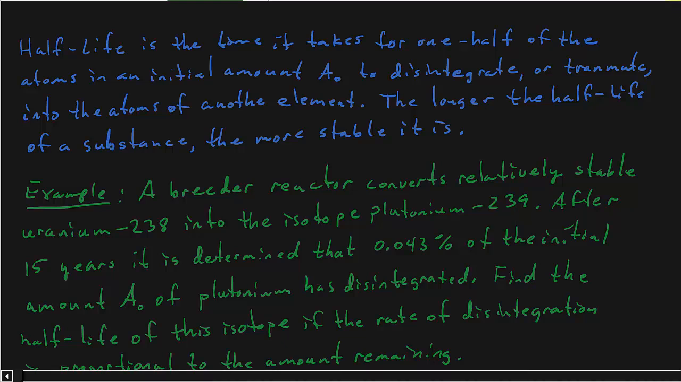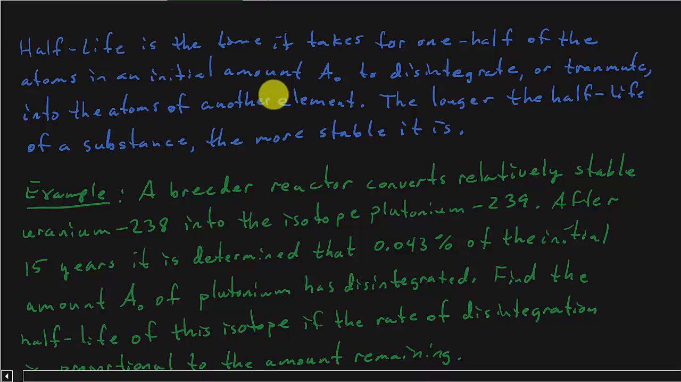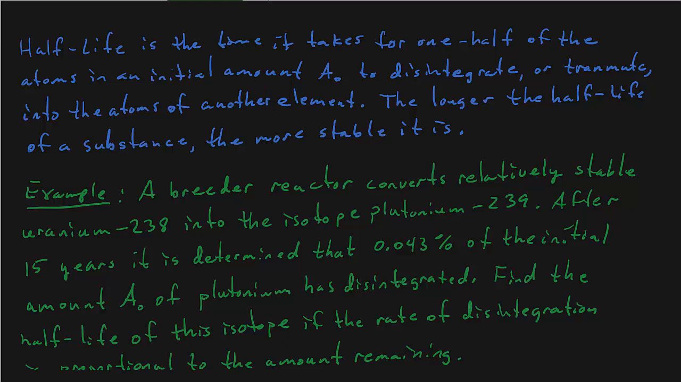All right, so let's talk about half-life. Half-life is the time it takes for one half of the atoms in an initial amount A0 to disintegrate or transmute into the atoms of another element. The longer the half-life of a substance, the more stable it is.